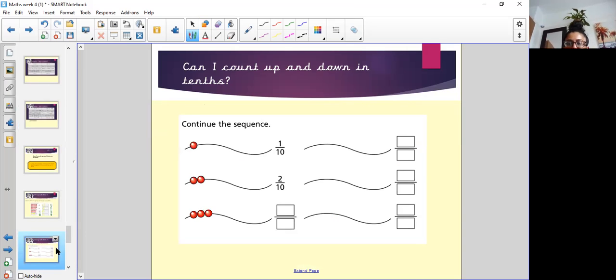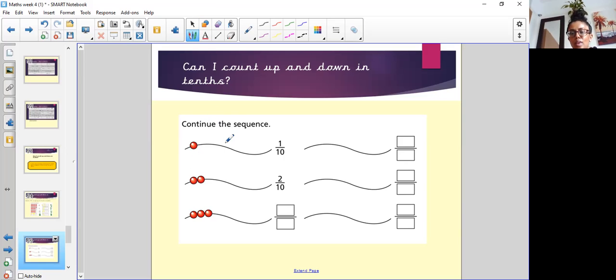So continue the sequence. You can have a go yourself. See if you know what is going to happen. So you can see we've got 1, then we've got 2, then we've got 3, and so on, what would be going on in the rest of them. So I'll give you a moment, pause the video, have a go. When you press play, I will show you the answers.